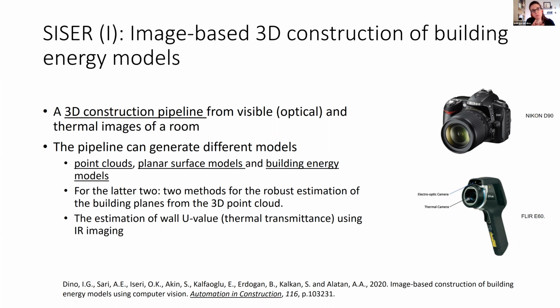So here we develop a 3D reconstruction pipeline from visible and thermal images in a room. To the right, you can see the devices, the hardware that we used, a FLIR E60 and Nikon D90. And the developed pipeline generates different models, starting from point clouds to planar surface models, and finally building energy models. And for the latter two, we developed two different methods that can estimate planes from a 3D point cloud. And also we estimate the wall thermal transmittance using IR imaging.